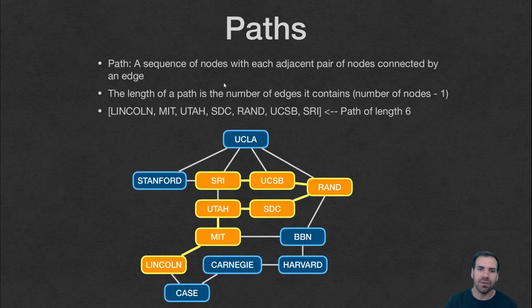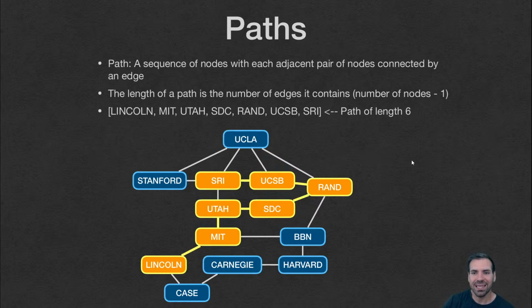Before that, a few more definitions. Paths we saw, but paths have lengths. So the length of a path is the number of edges in the path. So this path, 1, 2, 3, 4, 5, 6 edges, that's a path of length 6. Or it's the number of nodes minus 1. So 1, 2, 3, 4, 5, 6, 7. We have 7 nodes, minus 1 is 6. This is a path of length 6.